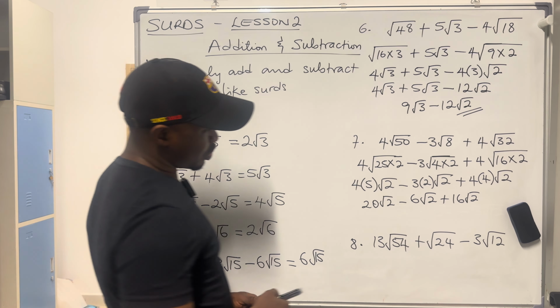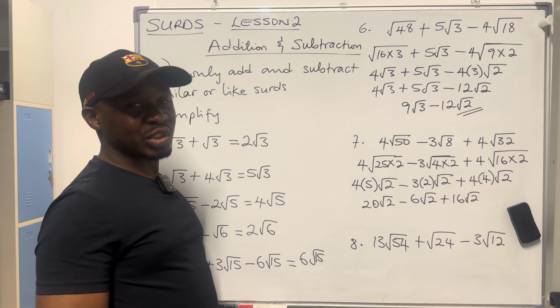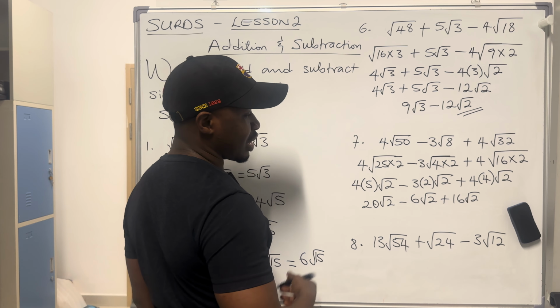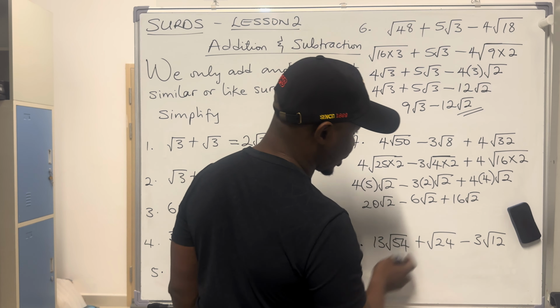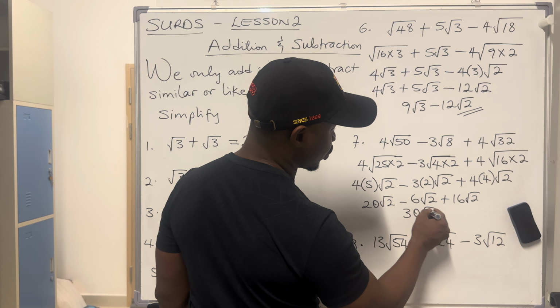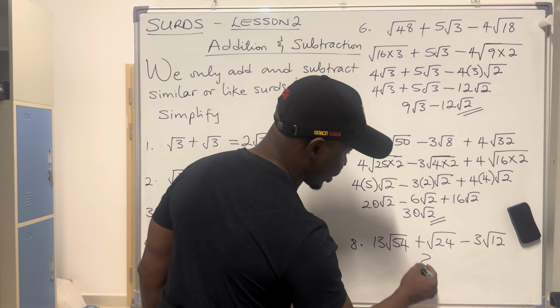Now we continue with the second expression. Root 2, root 2, root 2, so all of them are like surds. So 20 minus 6 is 14. 14 plus 16 is 30. So the answer is 30 root 2. I want you to try this and tell me what you have in the comment section.